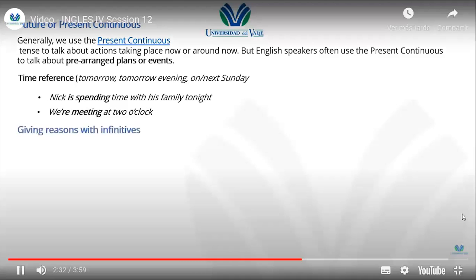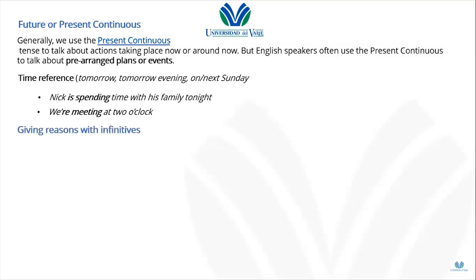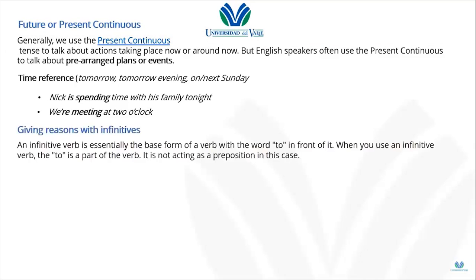Another topic that we are going to discuss here is giving reasons with infinitive. What is an infinitive? Well, an infinitive verb is essentially the base form of a verb with the word to in front of it. When you use an infinitive verb, the to is part of the verb. Remember that this is not acting as a preposition. To is not working as a preposition in this case.